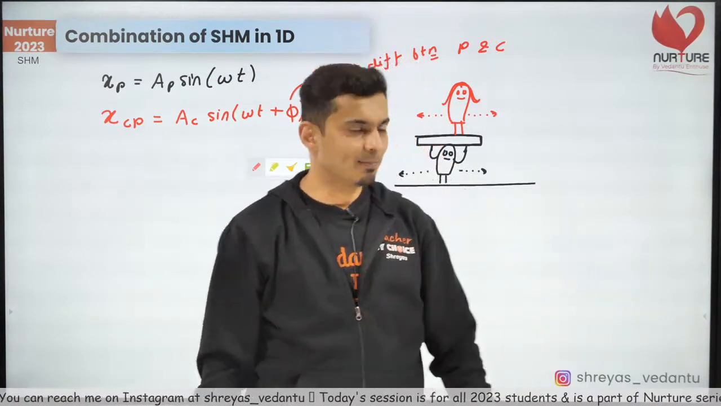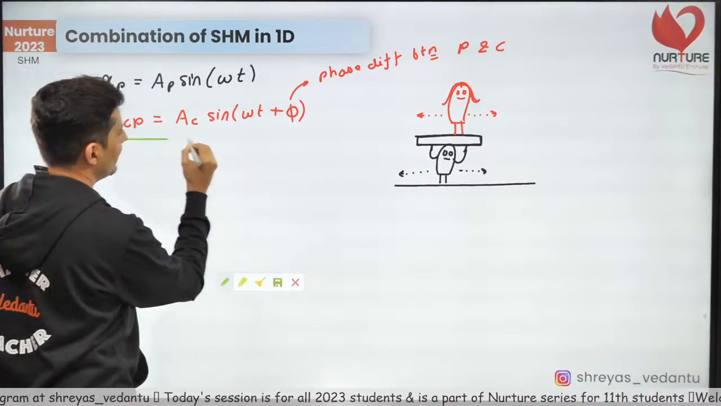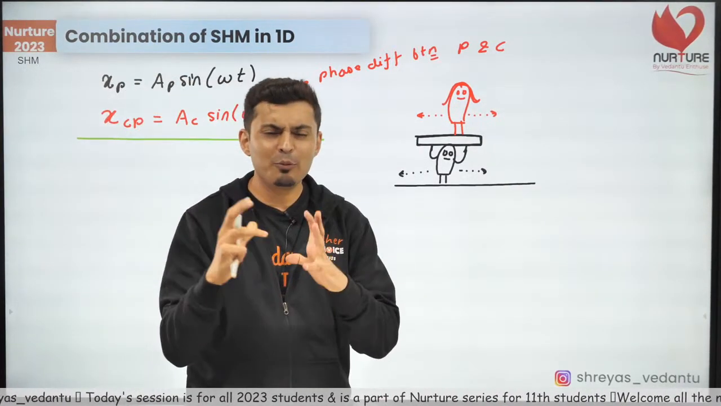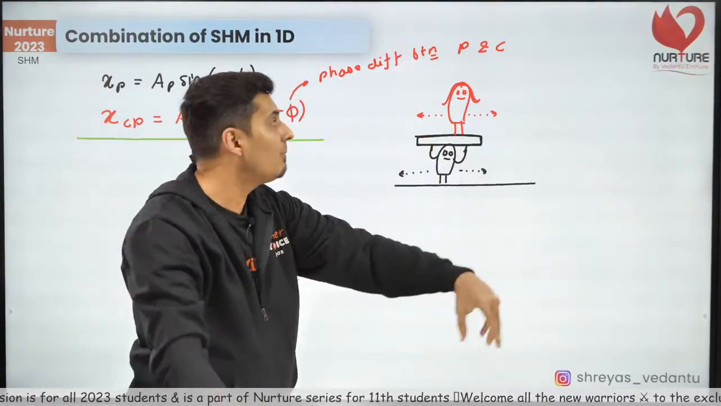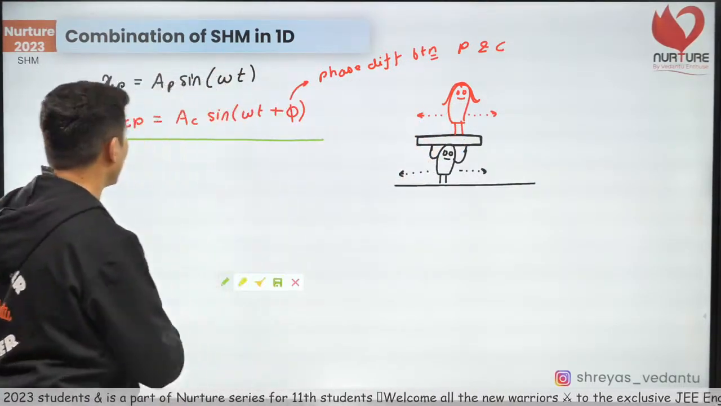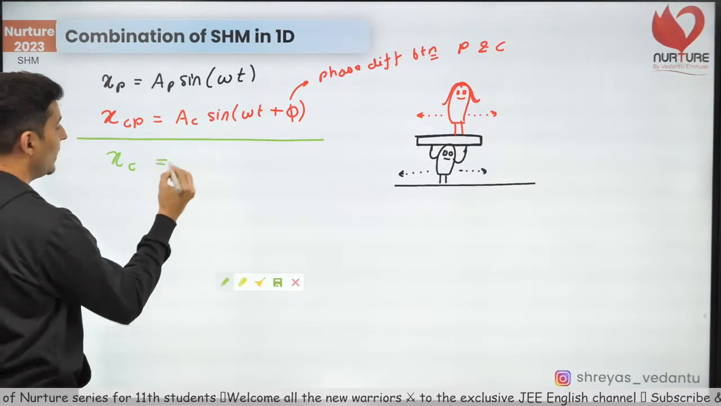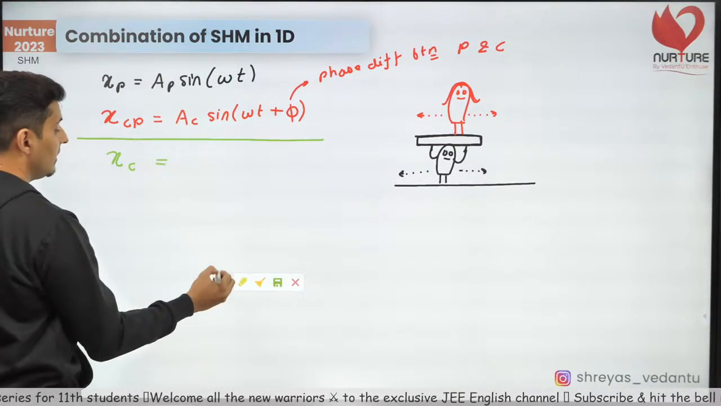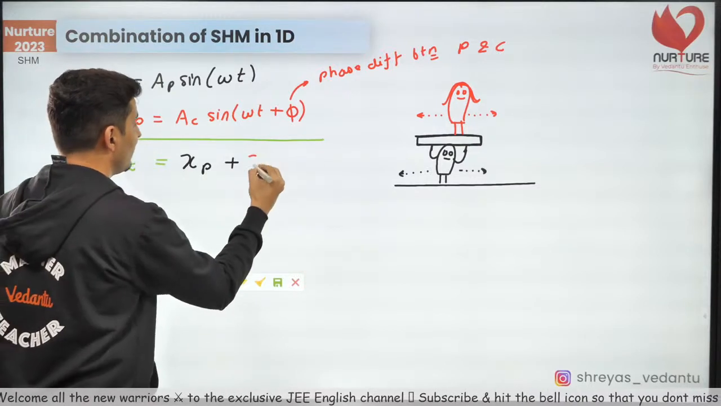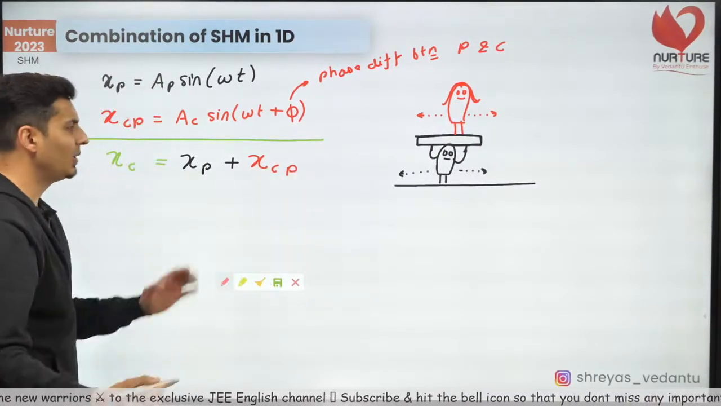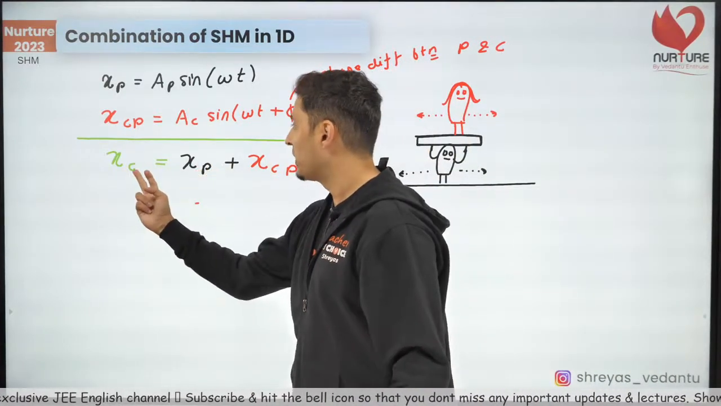Now let's combine both their motions together. Let's see what will happen if both do this dance together. How will the actual motion of Champa look from the ground frame? The motion of Champa from the ground frame will be nothing but the motion of Pandu plus the motion of Champa with respect to Pandu. Isn't this relative motion? Haven't you studied this? Just shift this guy over here.